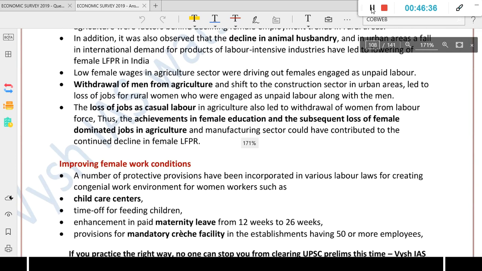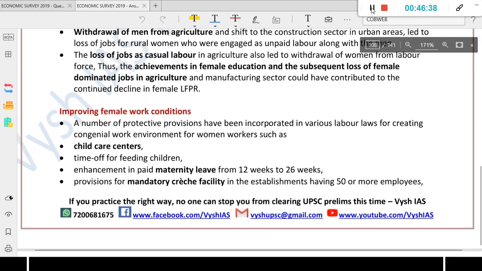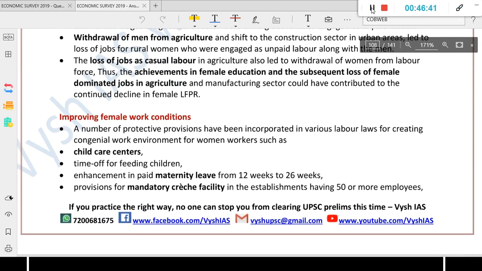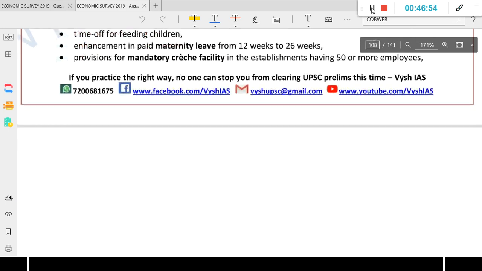Okay, so improving the female work conditions. So many things the government has done: the childcare facility, the maternity leave. 2019 prelims: a detailed 4-statement question came, where you should find out which is the wrong statement. I have shown you in my test analysis. You go and see. That kind of thing you have to quote here.